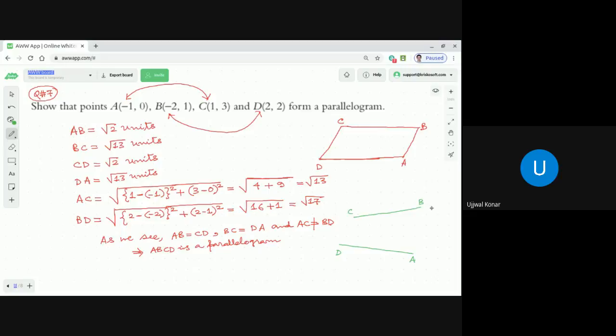By means of the distance formula, you are able to prove they are equal. But how do you make sure they are parallel? Very good question. Along with this, I need to bring the other two line segments, that is AB and CD. Now, the moment I join AB and CD, we prove they are equal.